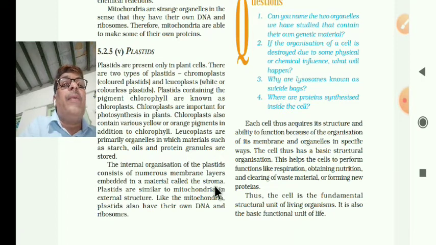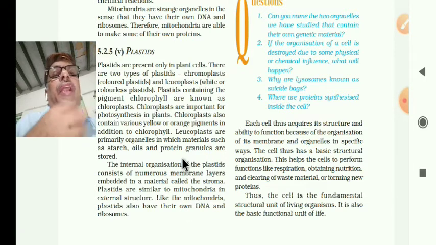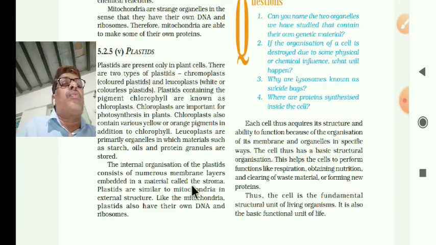Plastids are similar to the mitochondria in the external structure. Like the mitochondria, plastids also have their own DNA and ribosomes. So now you know that mitochondria and plastids both have their own DNA and ribosomes.